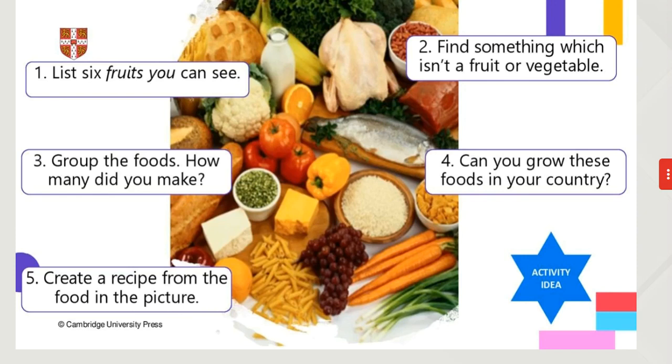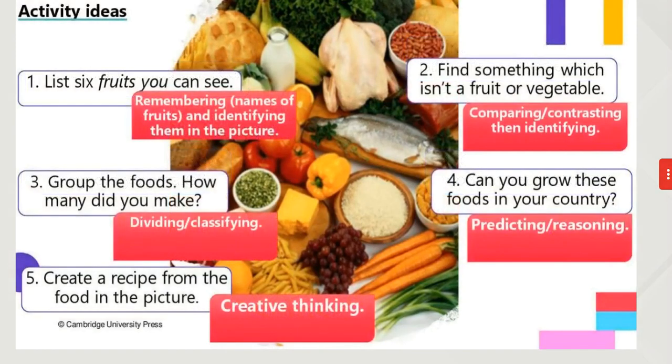Number 3, group the foods. How many did you make? 4, can you grow these foods in your country? And then 5, creating a recipe from the food in the picture. So the cognitive skills are progressing from lower to higher order thinking skills.